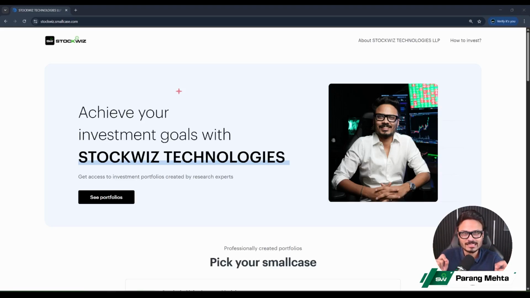Now small cases are nothing but model portfolios, or specially crafted or curated portfolios by SEBI registered fund managers and portfolio managers or research analysts or maybe investment advisors, which you can basically get as a basket of stocks. It could be ETFs, it could be a mix of both.